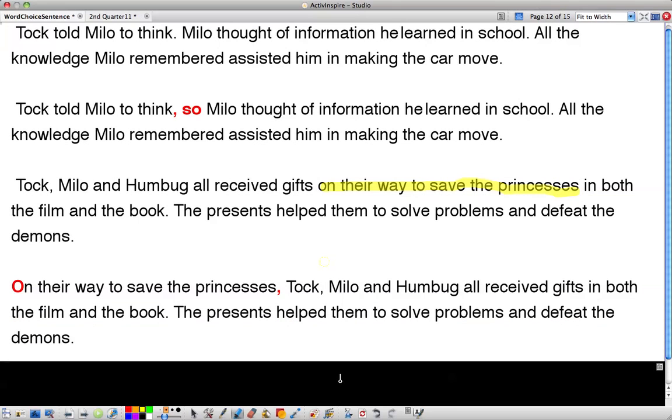Look how much better that is. I've made this a phrase that I've set off with a comma, and it just sounds better. On their way to save the princesses, Tock, Milo, and Humbug all received gifts in both the film and the book. The presents helped them to solve problems and defeat the demons. Wow, things are getting even better.